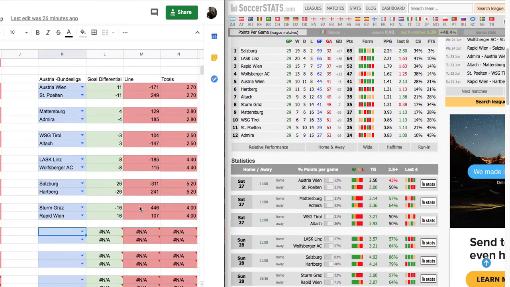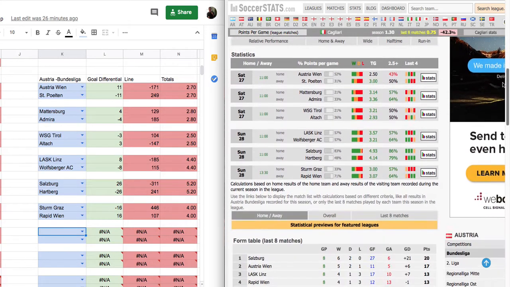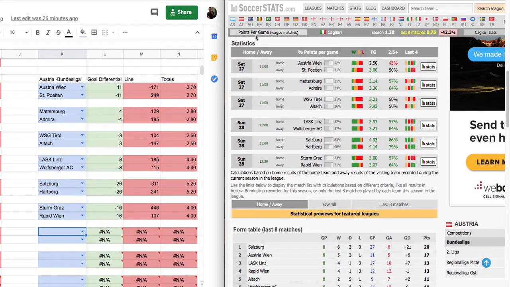Line for the underdog, Sturm, is 446. Line for Rapid, the favorite, is plus 107. So they're both dog lines. However, we want to specifically look at this game in a little bit more detail. The site that I'm at over here is soccerstats.com. Very good site, very resourceful.